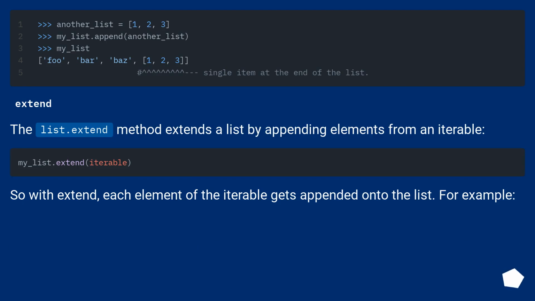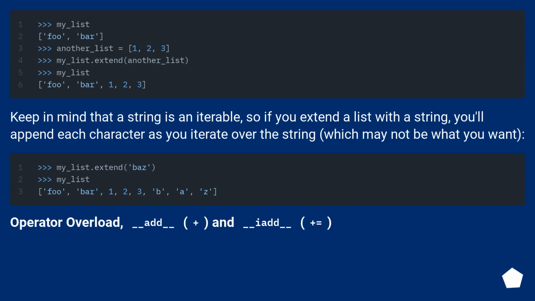Extend. The list.extend method extends a list by appending elements from an iterable. So with extend, each element of the iterable gets appended onto the list. For example, keep in mind that a string is an iterable, so if you extend a list with a string, you'll append each character as you iterate over the string, which may not be what you want.